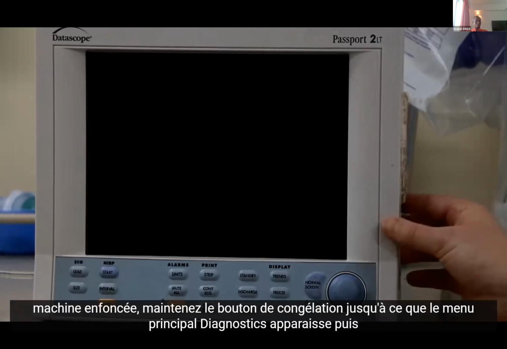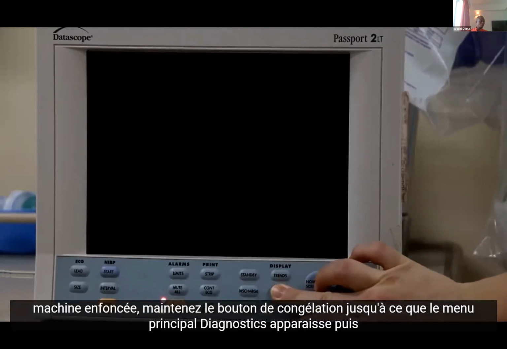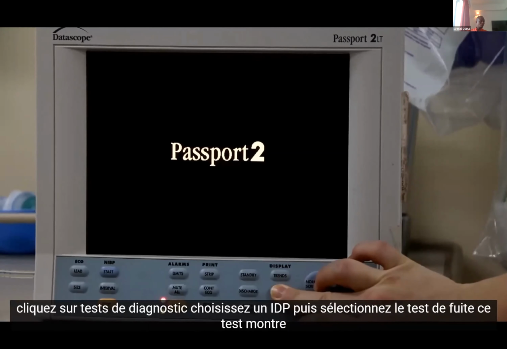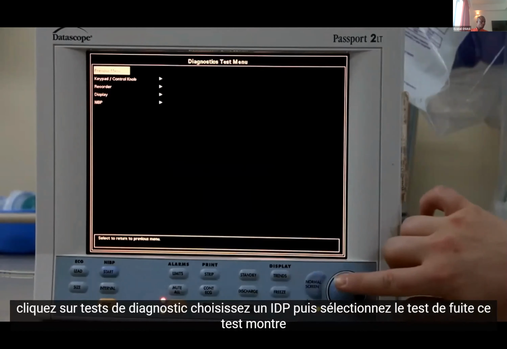If the device is not inflating to a high enough pressure, there may be a leak. A leak test can be done to determine if there is a leak. To do this, turn the machine on. Hold the freeze button until the diagnostics main menu appears. Then click Diagnostic Test, choose NIBP, and then select Leak Test.